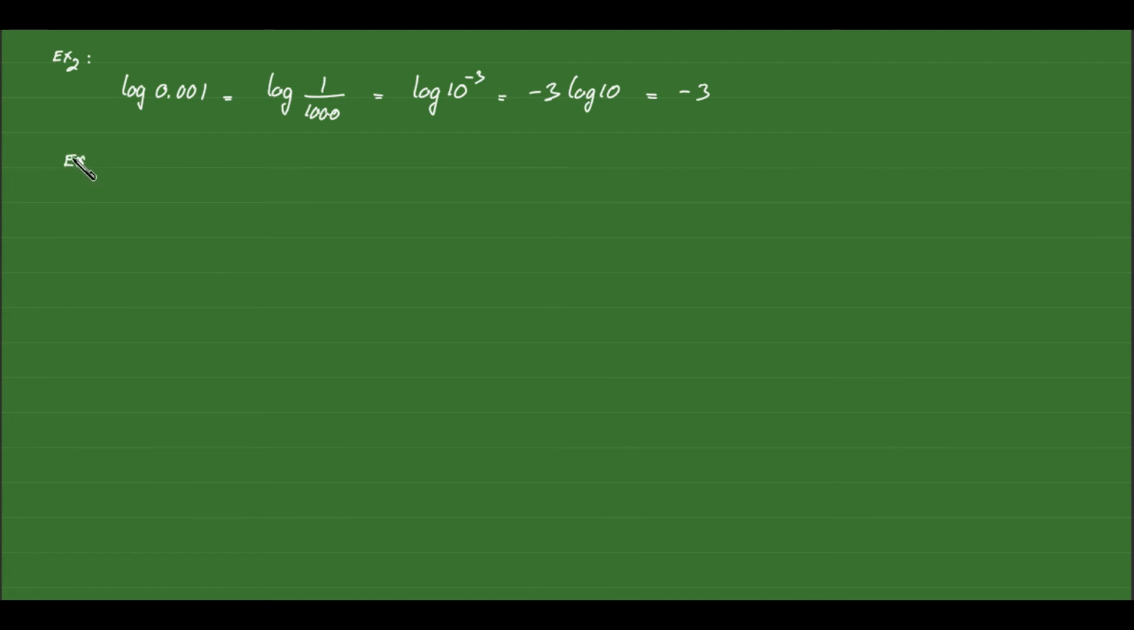Now let's do another one. Example number 3. How about I take natural log of 1 over e? I can write this as natural log of e to the negative 1. So I can use the third formula again. I drop down negative 1, so I have negative 1 times natural log of e. Natural log is base e, so the base and the argument are the same, which gives you 1. So negative 1 times 1 gives you negative 1.